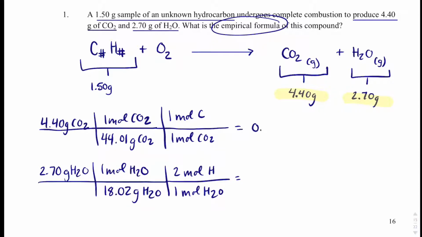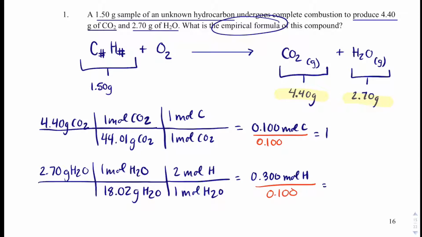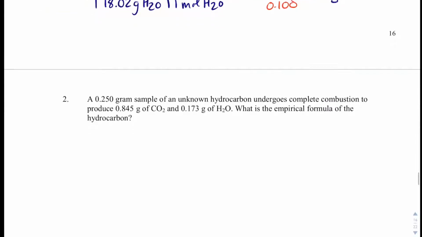And so I have 0.100 moles of carbon. I have 0.300 moles of hydrogen. I'm going to divide by the smallest moles, which happens to be carbon here. And when I do that, I'm going to get 1 and I'm going to get 3. And so my empirical formula is CH3. Okay? Let's do one more example.